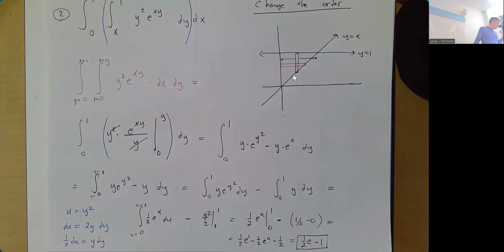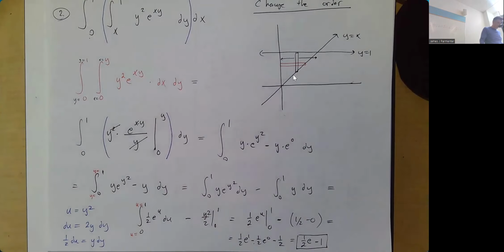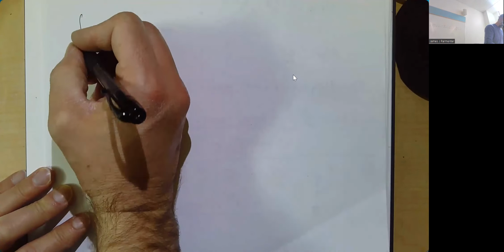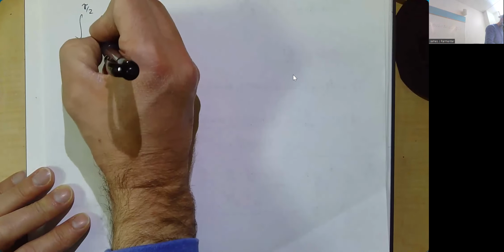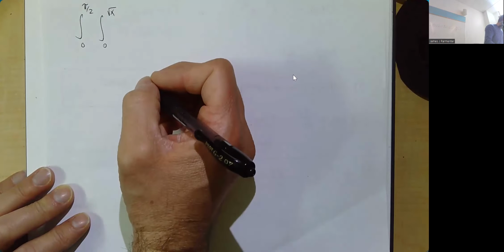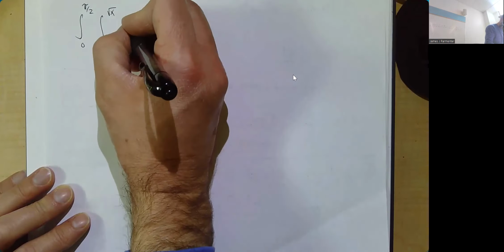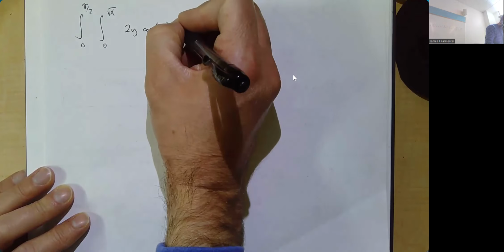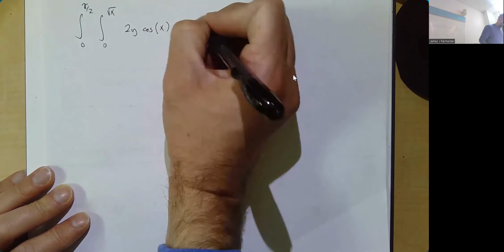Yes. Let's look at one more. One more and then we'll see. Okay, yeah, cool. Let's look at, say, something like this. The integral from 0 to pi over 2, the integral from 0 to the square root of x, 2y cosine of x dy dx.